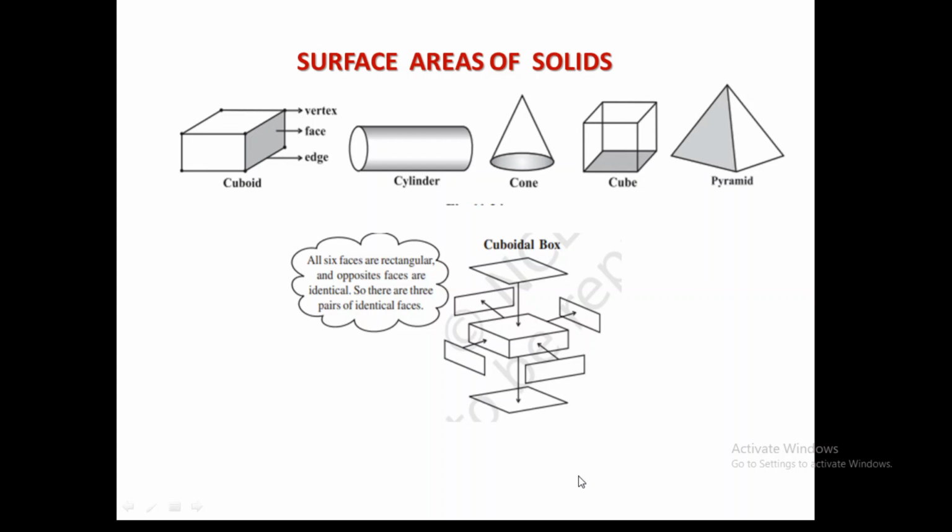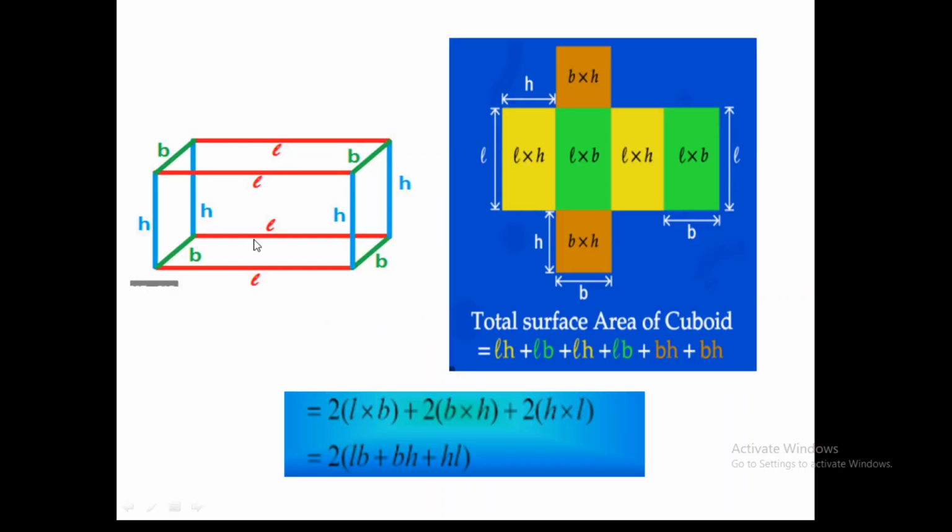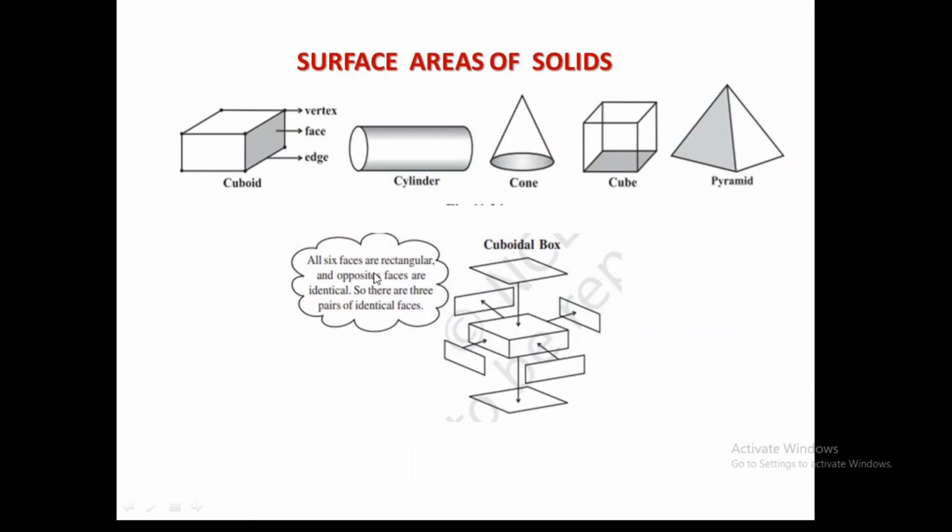We know if we consider a cuboidal box, there are 6 faces, right? All 6 faces are rectangular and opposite faces are identical. So there are 3 pairs of identical faces, right? So to find the total surface area, we have to find the areas of these 6 rectangular faces.